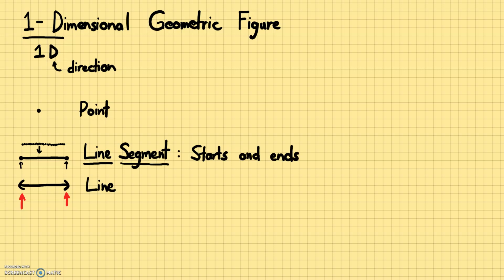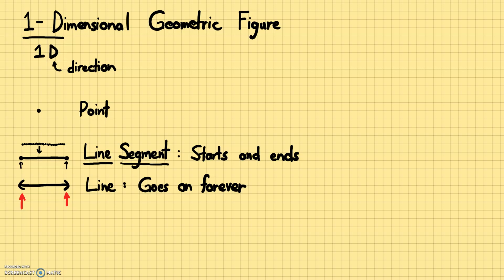You don't usually see lines that go on forever in both directions. A line goes on forever. So a line is more like a mathematical concept. You can't really see lines in real life. You do see line segments though in real life. So that's the difference between lines and line segments.